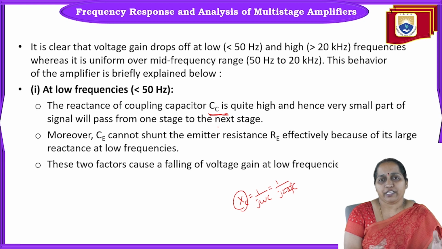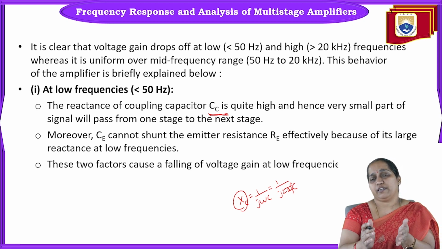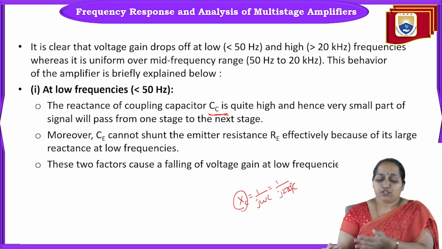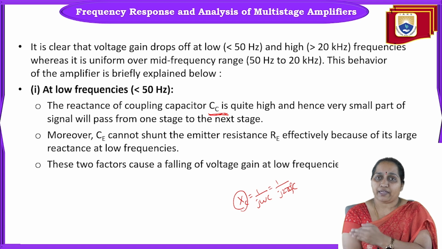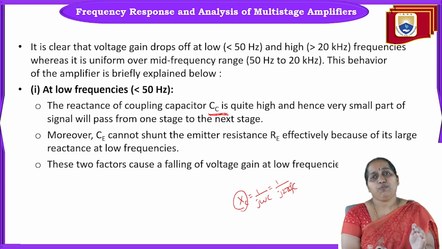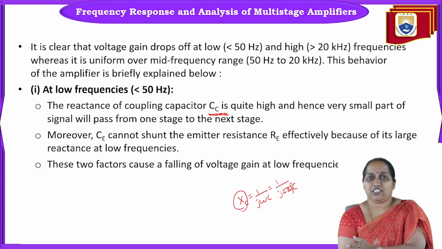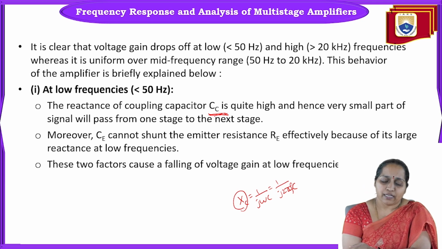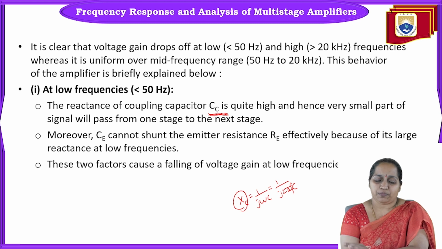After each stage, we make use of a coupling capacitor to transfer the signal developed to the next stage. So if, for lower frequencies, the reactance of the coupling capacitor itself is very high, it will allow only a small portion of the signal to appear at the next stage. That is regarding the coupling capacitor, and that is one reason why the gain is being reduced.